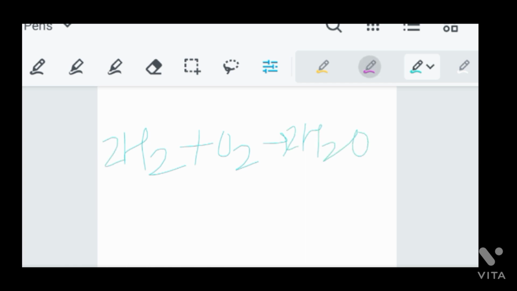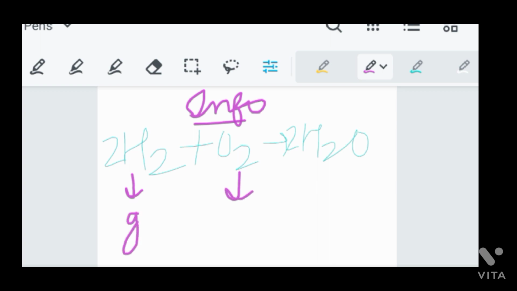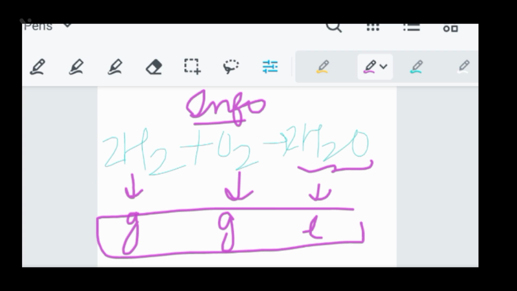So now what's missing? It's missing some information that it can give you. What state is it in? It's in gaseous state. Here this is also in gaseous state, but it forms a liquid. So you can write down the physical states in a bracket along with their symbols, and your equation will look more informative.